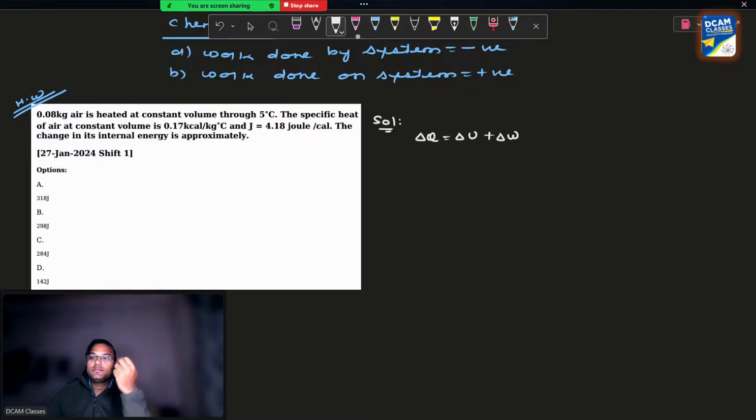Because delta W is not there because volume is constant. So work will not be there. PdV is the work. Volume is constant, so it will be 0. So delta Q is equal to your delta U. And what will be delta Q? It will be mC delta T.